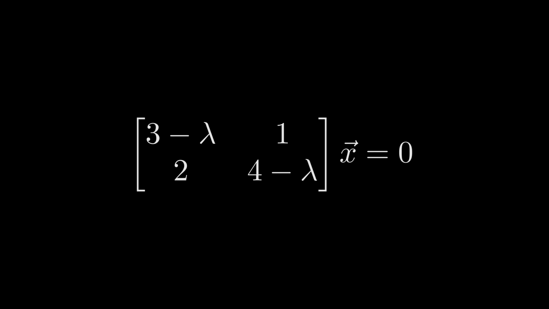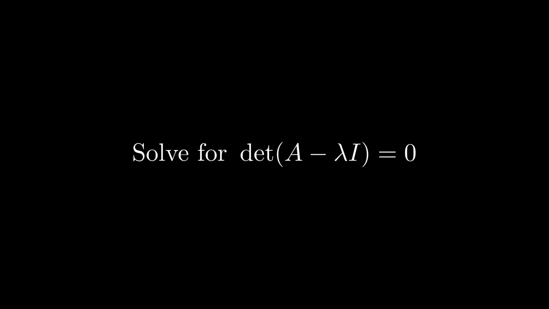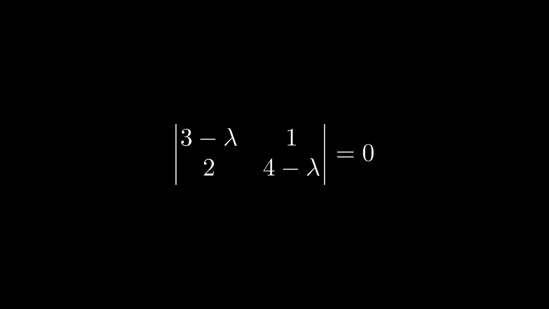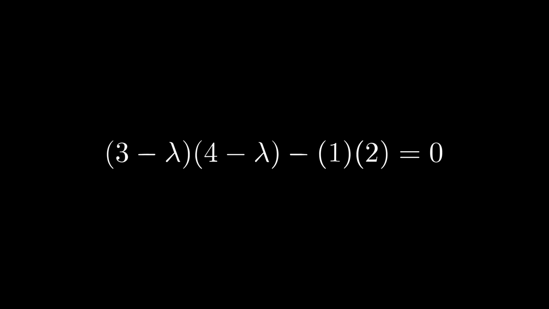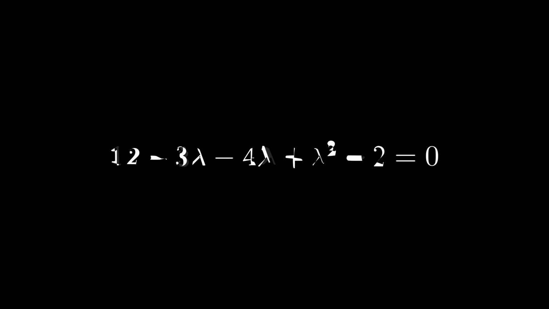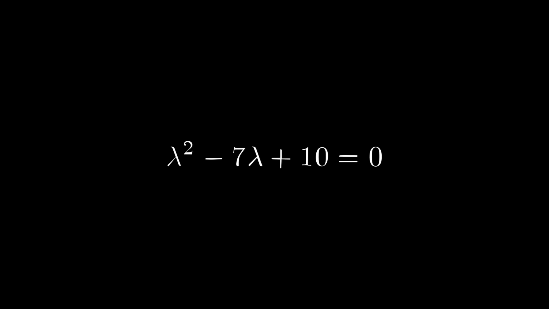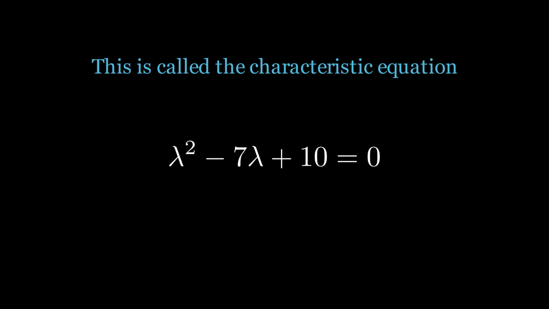And you know when it's not invertible? When the determinant equals 0. And for a 2 by 2 matrix, this is easy enough. You just multiply the diagonals and subtract the other diagonal. And we're left with this. Now with a bit of expanding and combining like terms, we end up with this. Now this is called the characteristic equation of our matrix A.